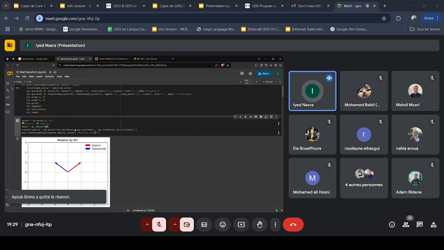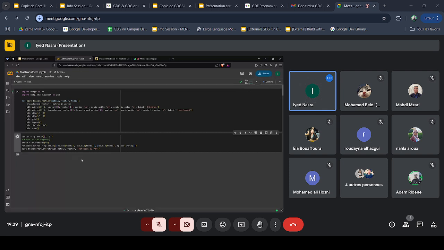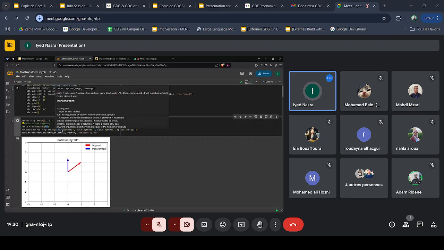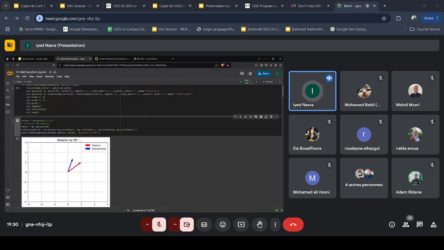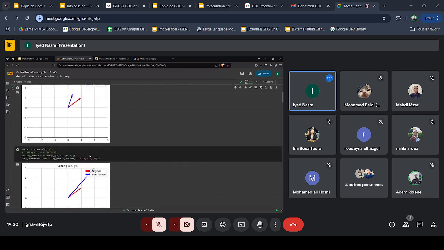We can even plug in another number like 45. Let's run this first. So we can imagine this matrix in particular as a rotation matrix, and this is what it's called exactly. With any radian degree we want, we can just rotate our vector and transform it to any degree or angle that we want. The next transformation is a scaling transformation.